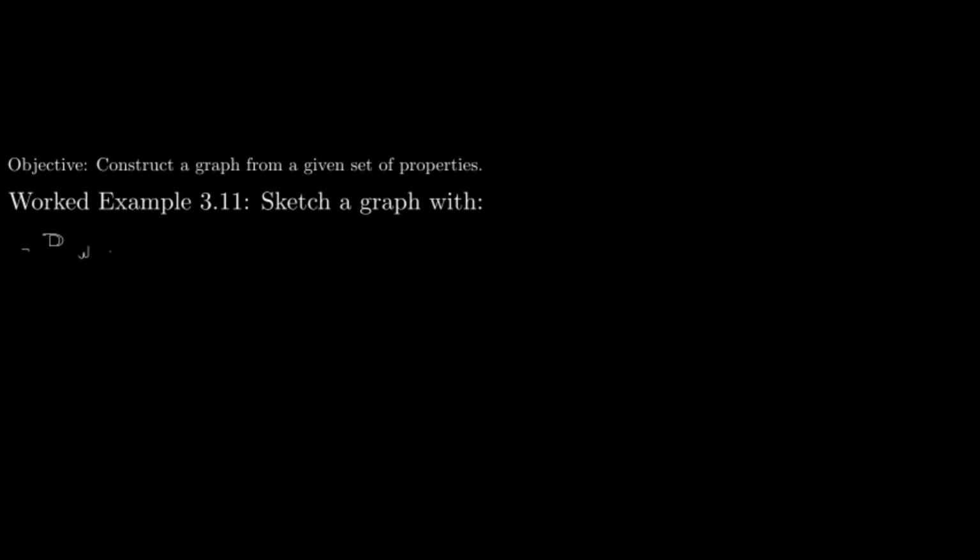So far, we've analyzed functions that were given to us. Now we're going to flip the script. We'll be given a set of properties, and our job will be to construct a graph that follows those rules. Our objective is to learn the logical process of sketching a graph based on a list of constraints, like its range, asymptotes, and intercepts. Let's work through an example.